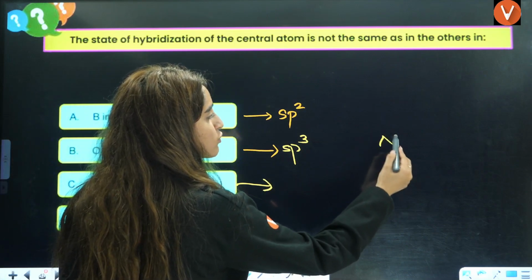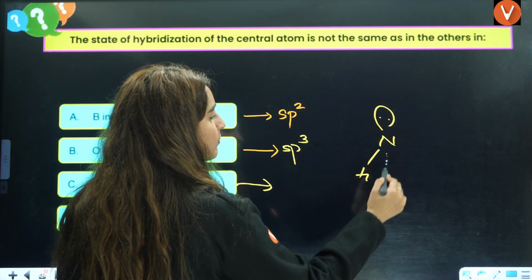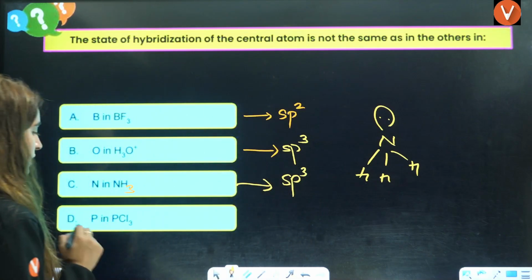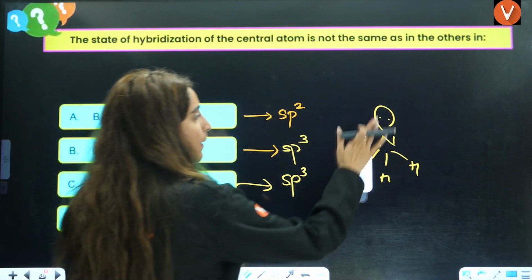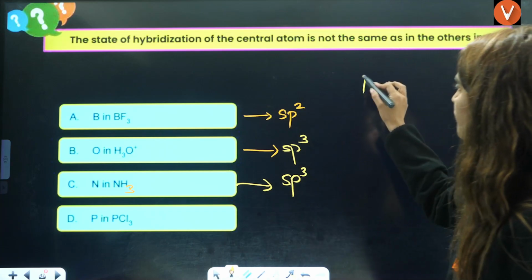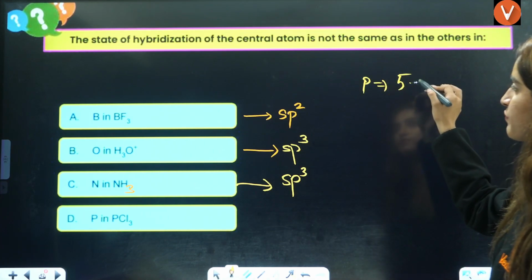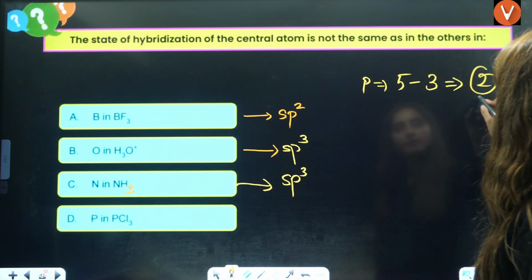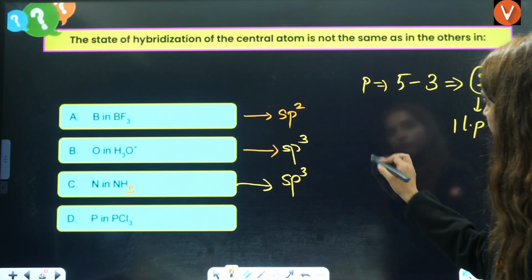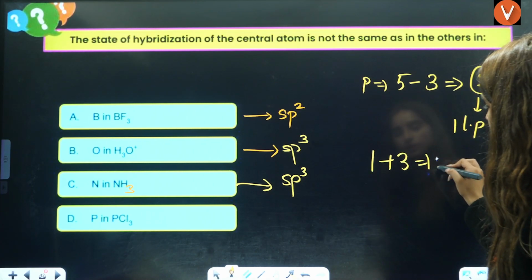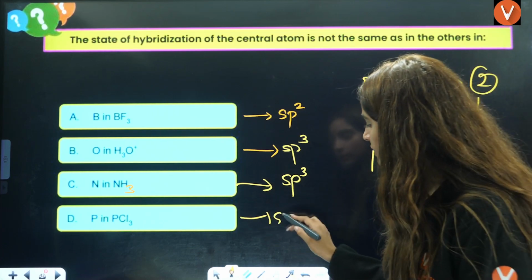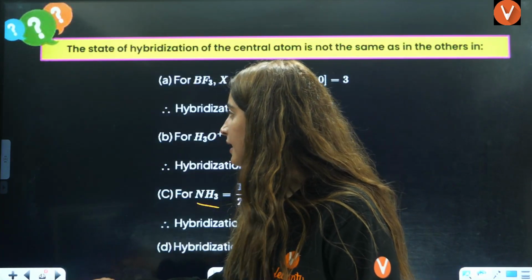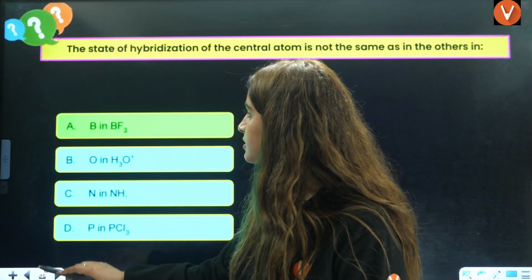So again, nitrogen has one lone pair, 3 bond pairs. This we have already done before. sp3, right? Here it is PCl3. If you see, phosphorus belongs to group number 15, that means 5 outermost electrons, 3 are involved in bonding. That means it has one lone pair. 1 lone pair plus 3 bond pairs, it is 4. That is again sp3. So the odd one out is A, that is going to be the correct answer. Okay.